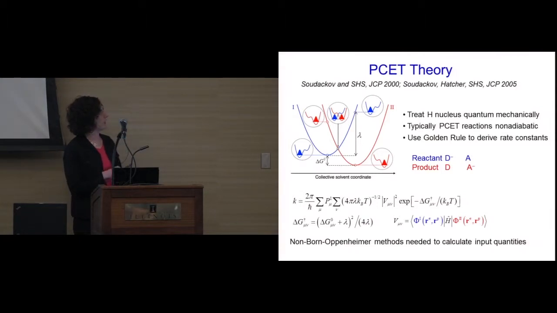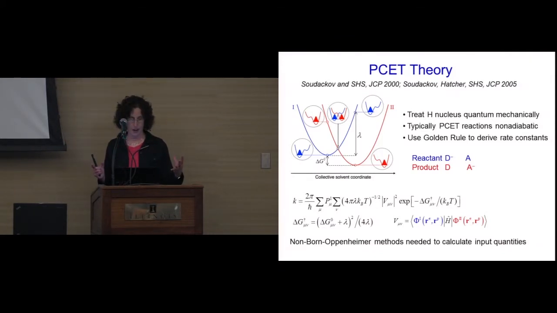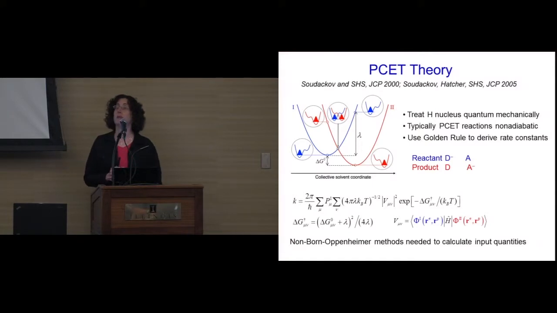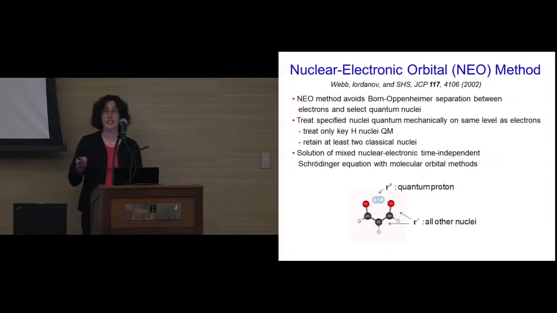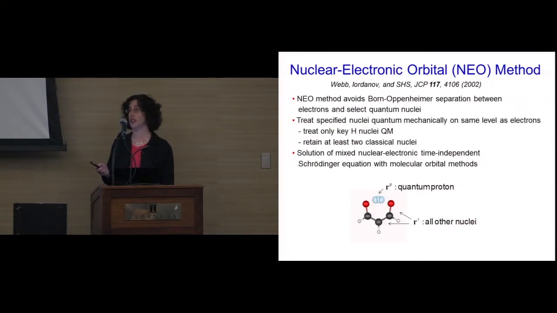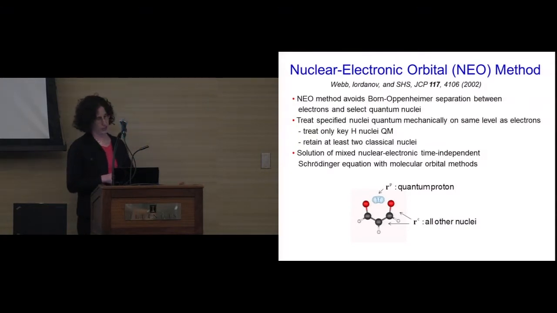This is one of the rate constants. I'm not going to go into all of the details of what all these symbols mean, but the main point for this talk is that non-Born-Oppenheimer methods need to be used to calculate the input quantities for these rate expressions. So if we want to be able to study PCET reactions, we need non-Born-Oppenheimer methods. And that leads to our development of the nuclear electronic orbital, or NEO method, which avoids the Born-Oppenheimer separation between electrons and select quantum nuclei.